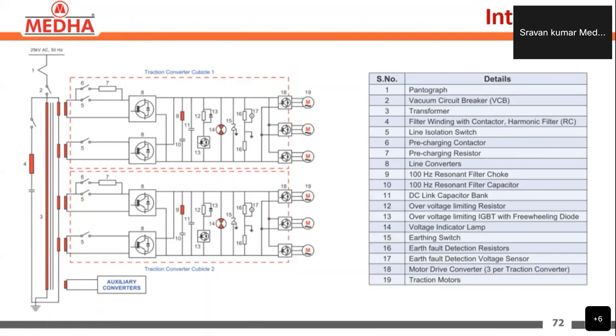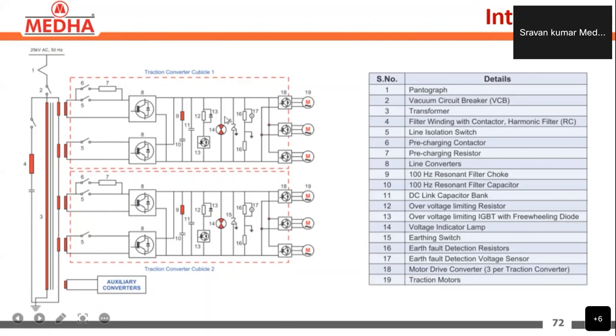So if the DC link voltage is less than 50 volts, the DC link lamp would be stopped, so that the maintenance person could understand there is no charge in the DC link, so we can move further for the maintenance. So this is the protection given.